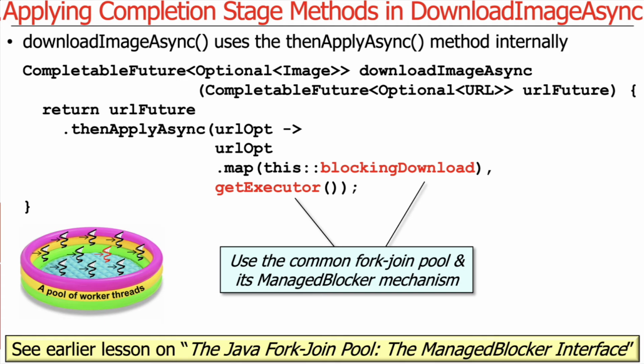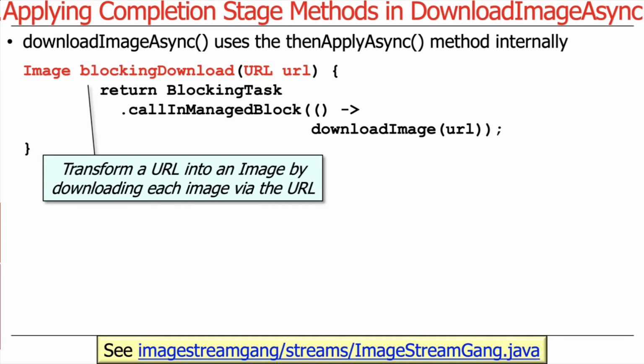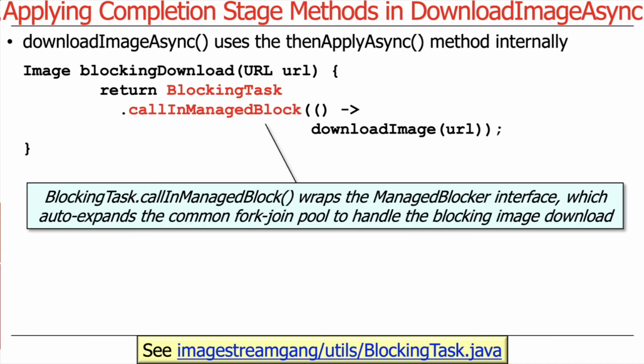And under the hood, it uses a managed blocker. So we talked about managed blockers before. If you look at the code for blocking download, you'll see it uses the managed blocker. Here's the blocking download method call. You can see it takes a URL and returns an image. So it transforms a URL into an image by downloading the image via its URL. And we use our clever little wrapper class called blocking task and its call in managed block static helper method in order to give it a supplier lambda. And this will then use the managed blocker interface, which will auto expand the common fork join pool to handle the case of the blocking image download.